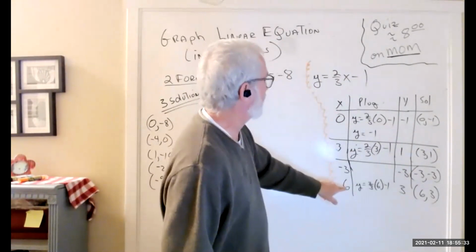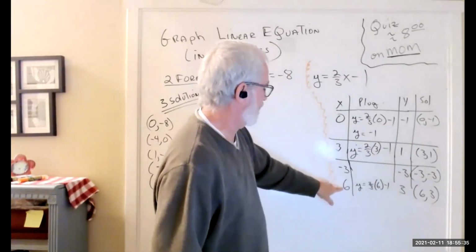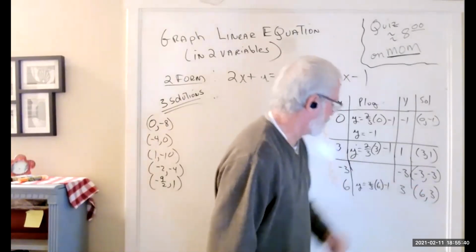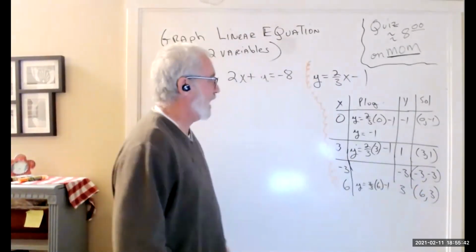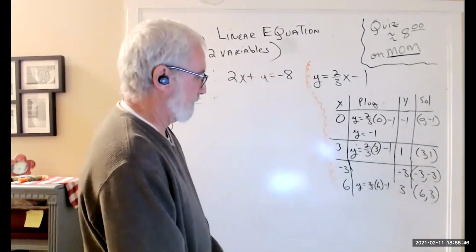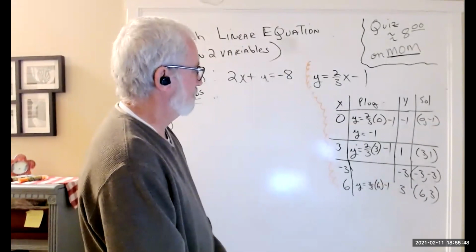I also tried 6 and got 3, so my solution was 6 comma 3. Did anybody pick a different X or a different Y for this equation? Pretty happy there?